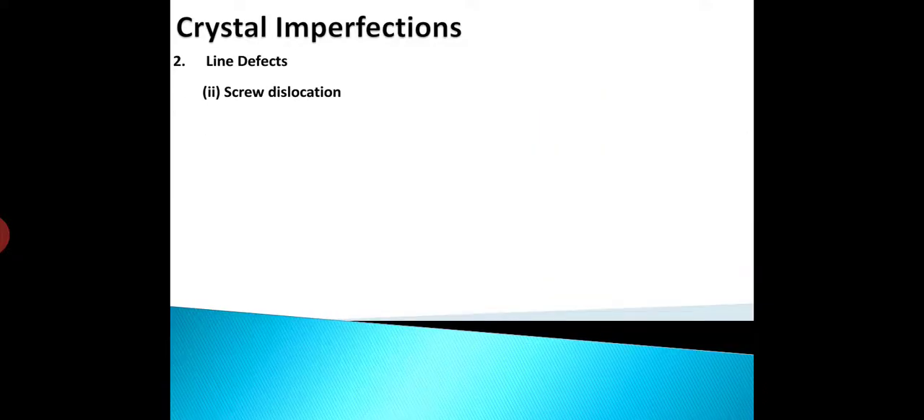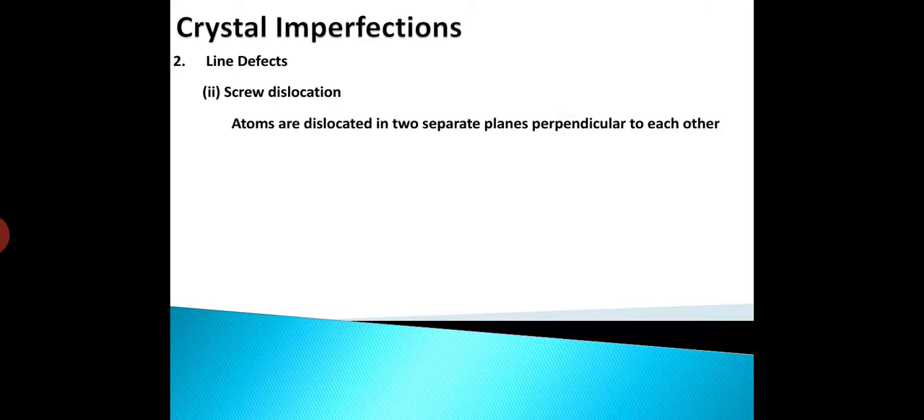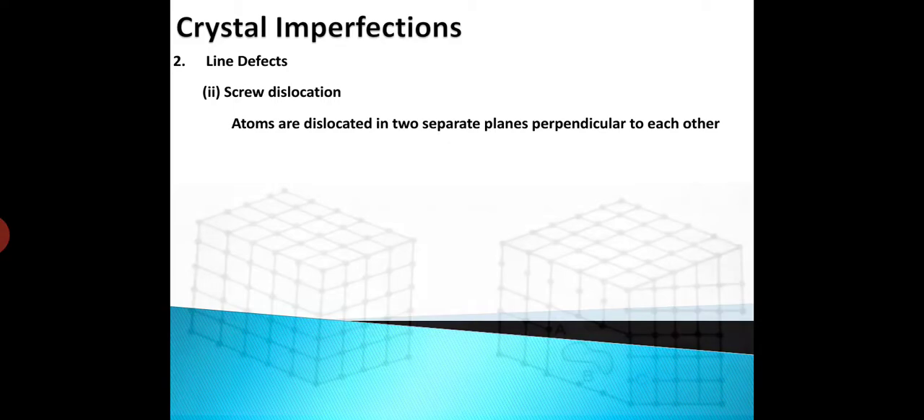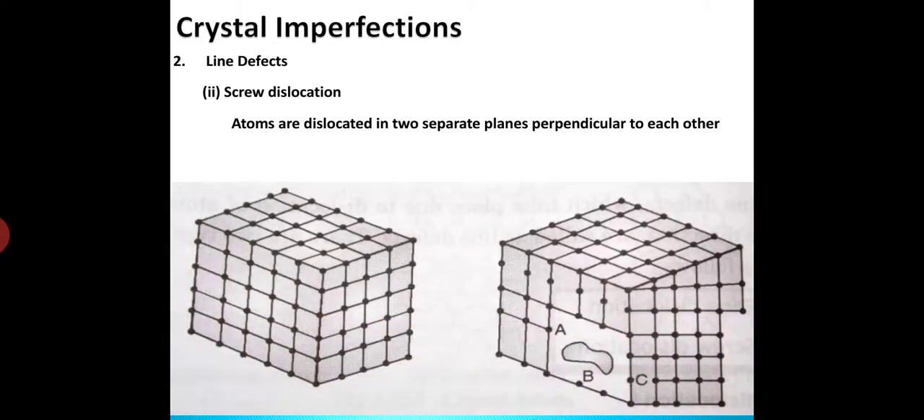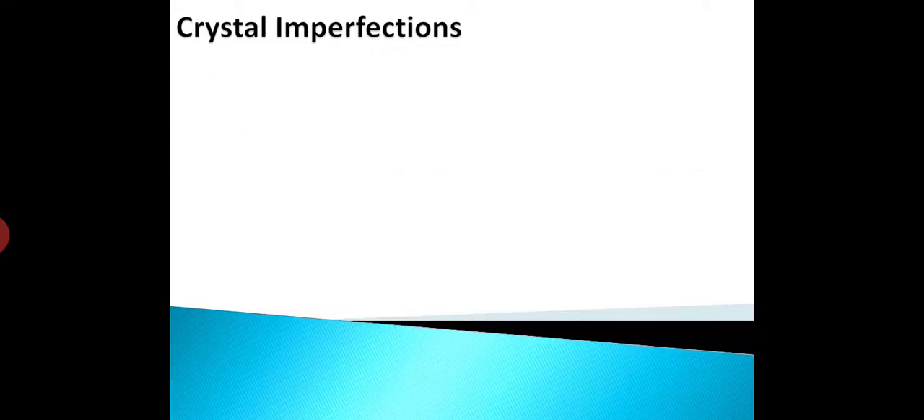Then the next type of line defect is a screw dislocation, where atoms are dislocated in two separate planes perpendicular to each other. So again, the first figure shows the regular arrangement of atoms in a crystal plane, while the second figure shows the screw dislocation, when atoms are dislocated in two separate planes perpendicularly. So again, we have clarified this screw dislocation with different figures.